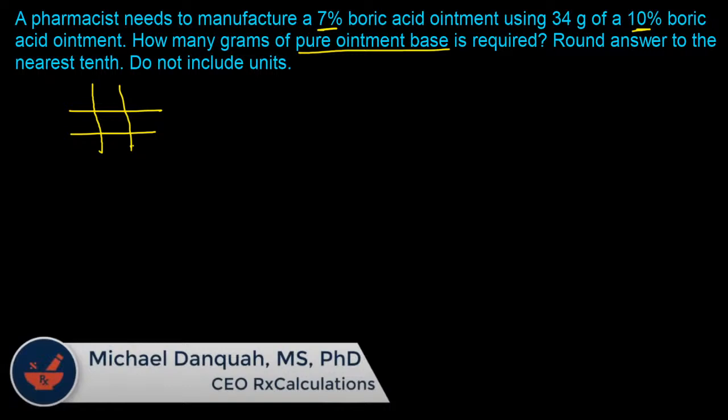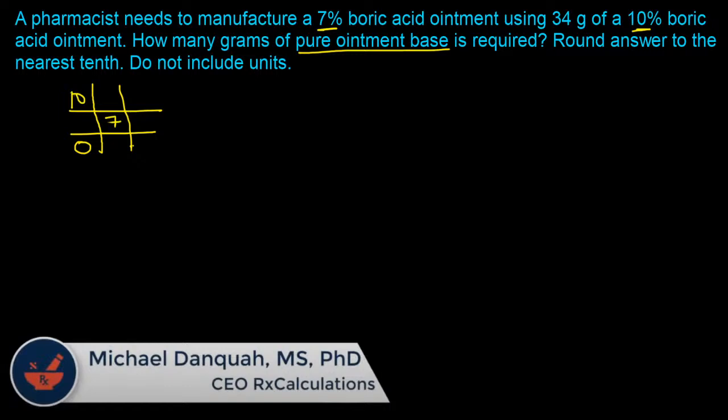Now if you go back to the grid, your highest concentration is 10. That goes in the top left. Your desired concentration is 7. That goes in the middle. And the lower concentration is going to be 0. So that's the first piece in the puzzle.